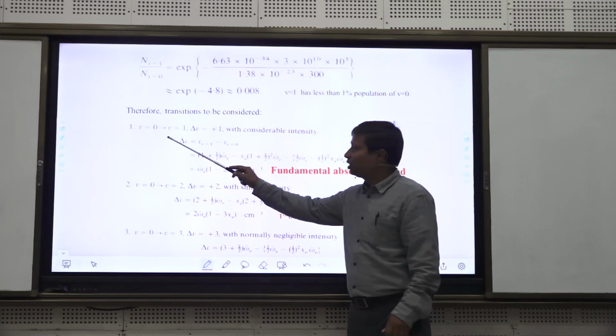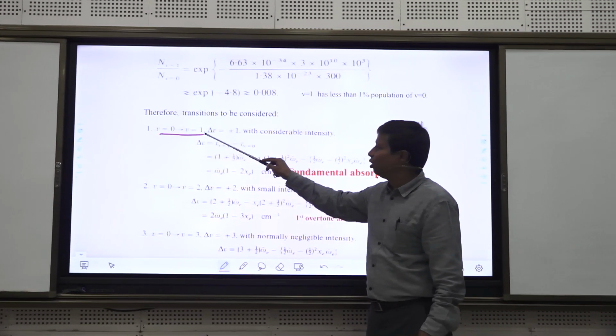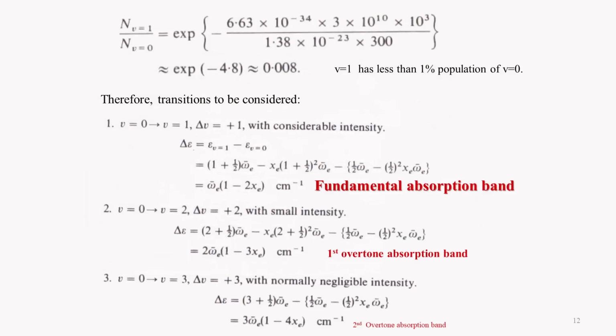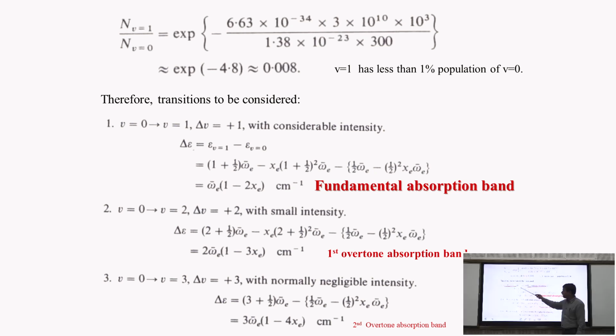So we will be considering V equal to 0 to V equal to 1. This will have a considerable intensity, and for that you first use V equal to 1 in the expression minus V equal to 0, and whatever expression comes, that is called the fundamental absorption band. So the strong band you have seen, that is the fundamental absorption band.